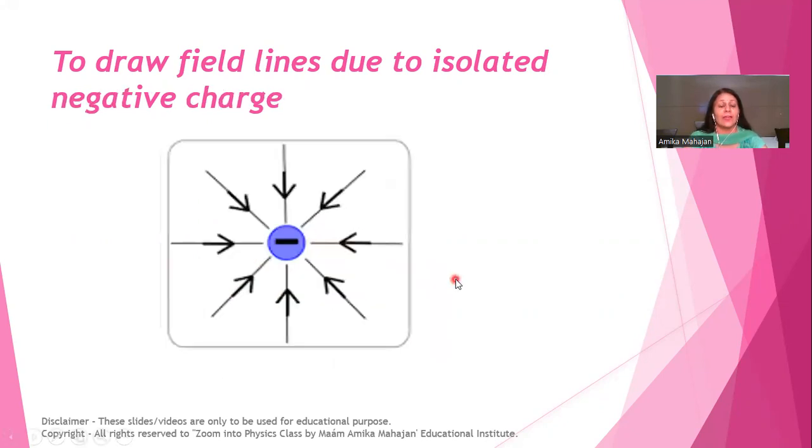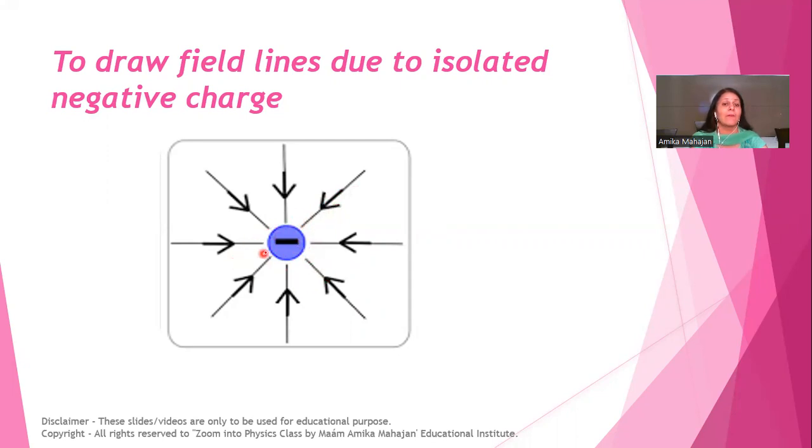Now we will draw field lines for a negative charge. Here again I am using the same property, that electric field lines start from positive charge and end at negative charge. Here the positive charge is supposed to be at infinity. So field lines are entering the negative charge, so arrows will be inward.